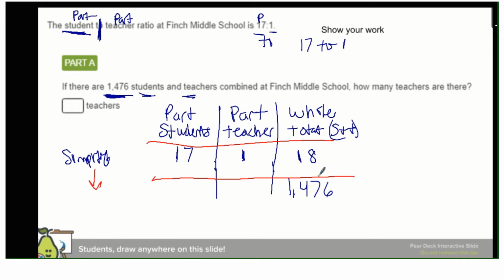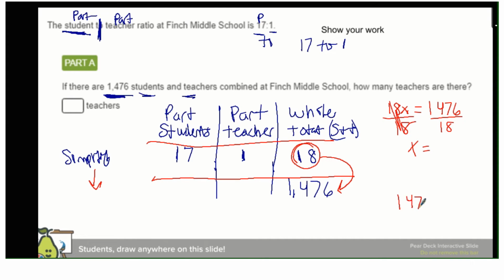You can use division, because you want to figure out how do you start with 18 and end up with 1,476. So you can think what 18 times what number is equivalent to 1,476. Well, you can use division, because the inverse of multiplication is division. So you can just do 1,476 divided by 18, and it'll give you your answer.